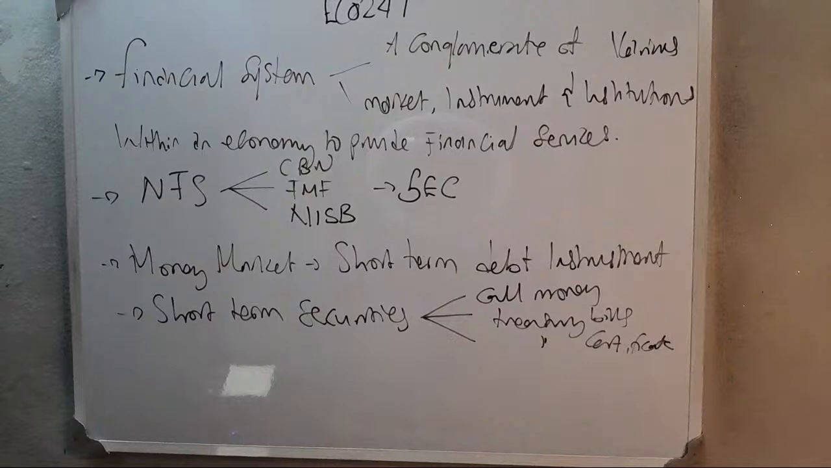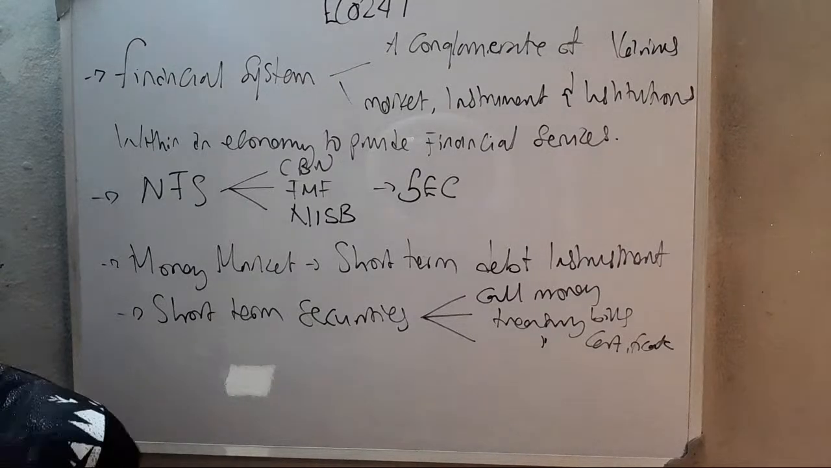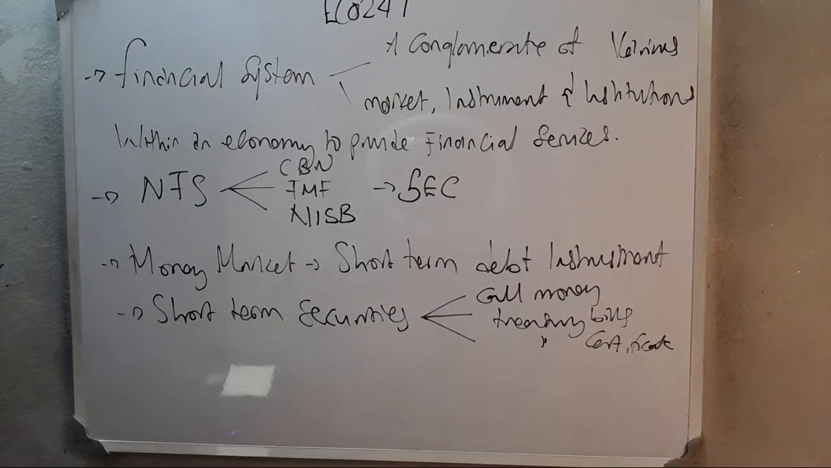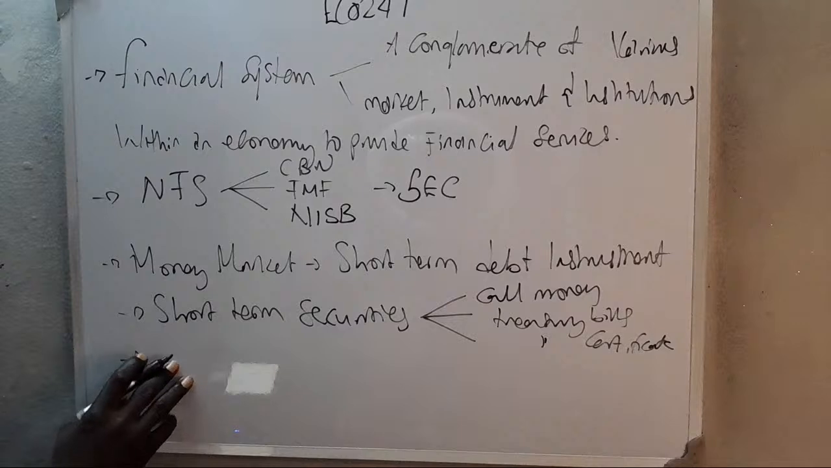Now let's continue. Also we have what we call the capital market. What happens in the capital market? The capital market is established to mobilize long-term funds for social, economic, and industrial development. Unlike the money market, which is known for short-term debt instruments, the capital market is characterized by the mobilization of long-term funds.